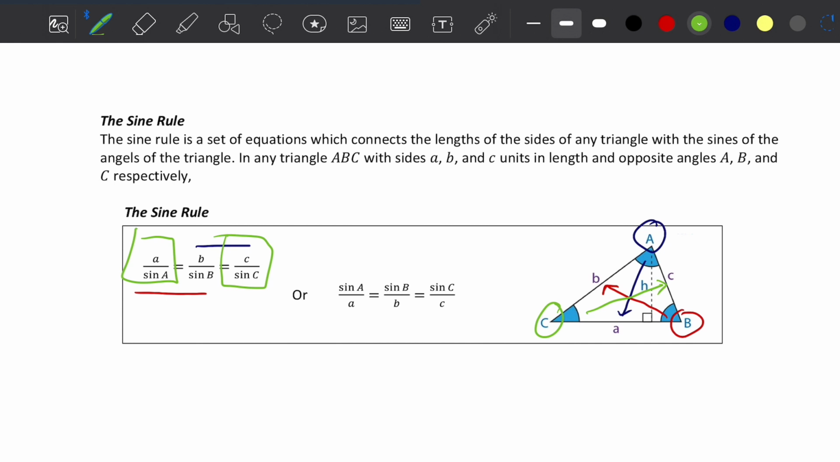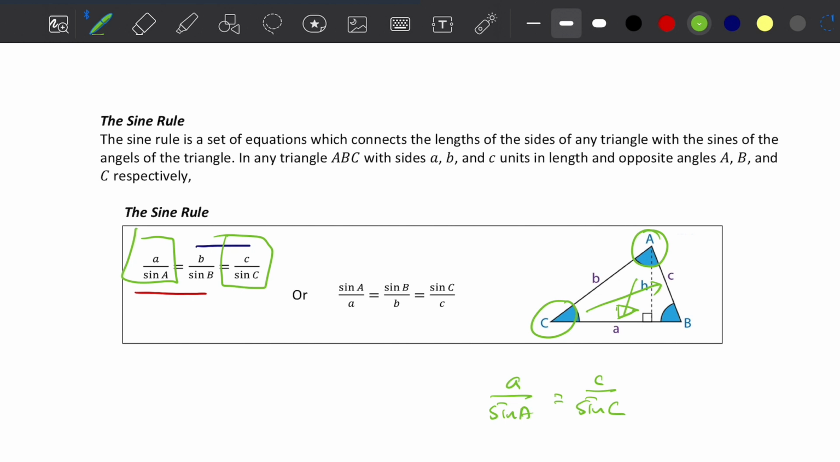Using this formula, you can calculate either the missing side or the missing angle. For example, if you're trying to calculate angle A, you need to know its corresponding or opposite side, and one other angle and its corresponding side. Then we can do a over sine A equals c over sine C to calculate it.